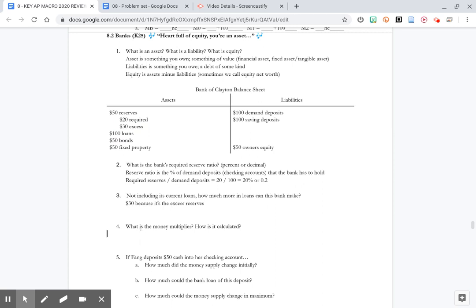And then the money multiplier is used to calculate maximum changes in the money supply. And how do we calculate it? Well, it's 1 divided by the reserve ratio. So in this case, we'll say MM is equal to that. So it would be 1 divided by 0.2, which is equal to 5 for this bank.